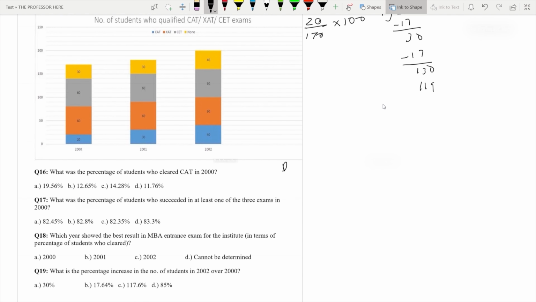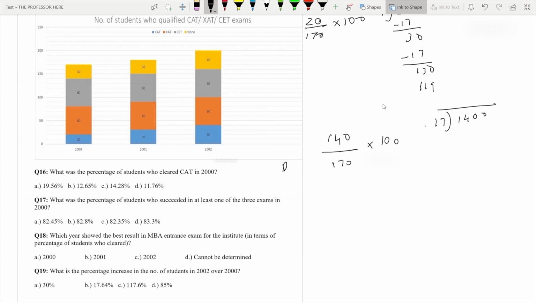Question number 17. What was the percentage of students who succeeded in at least one of the 3 exams? So you simply have to exclude the none part, the number of students who have qualified for none of the tests. So that is 30 in 2000. So that becomes 170 minus 30, 140. So 140 students have passed at least one of these exams. So 140 divided by the total, which is 170, into 100. So it becomes 1400 divided by 17.